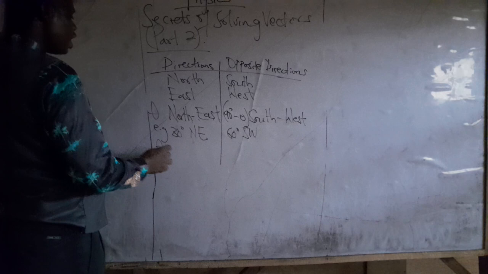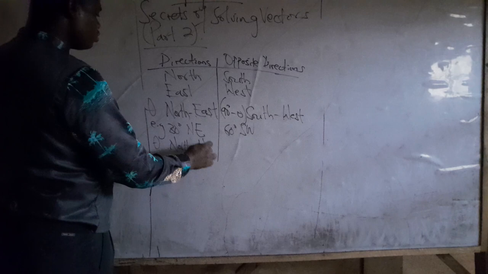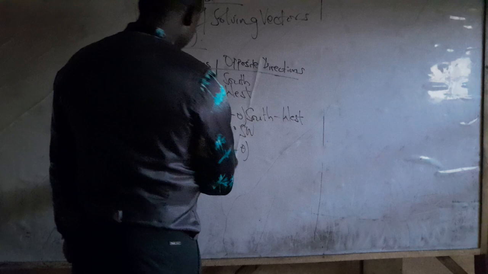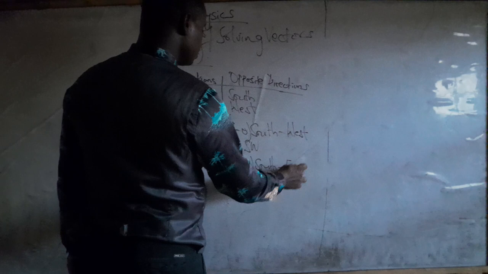Theta northwest. The opposite direction becomes 90 degrees minus theta. Opposite of north is south. Opposite of west is east, southeast. Of course, you know here that 60 is 90 degrees minus 30 degrees.